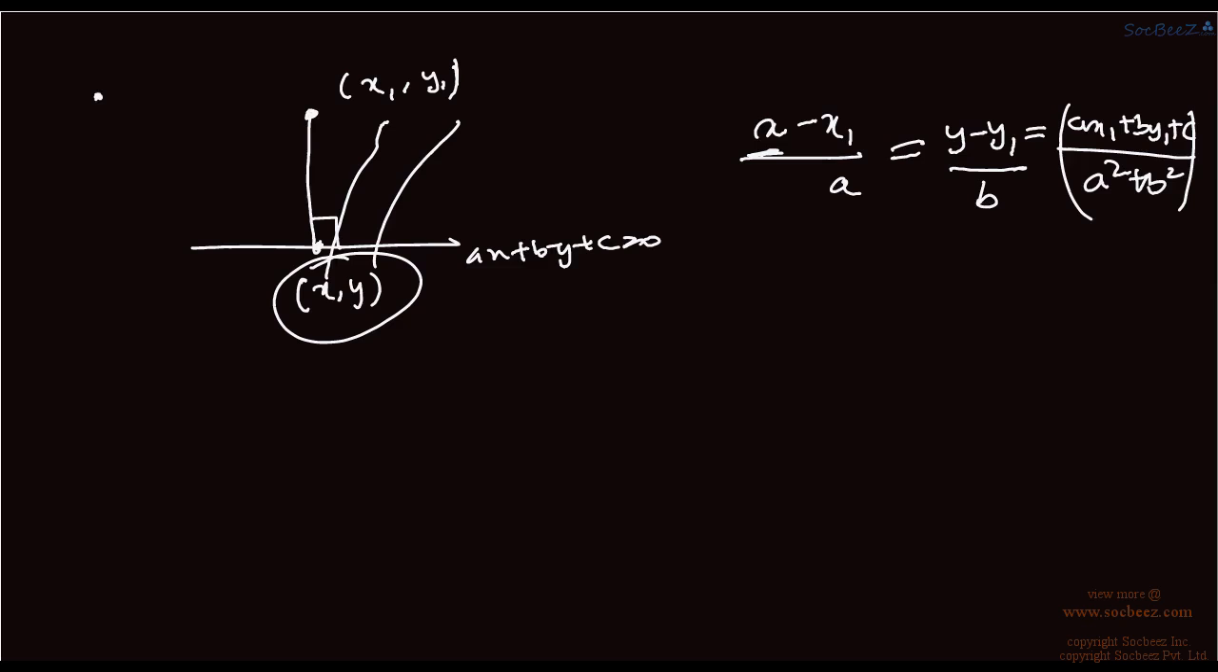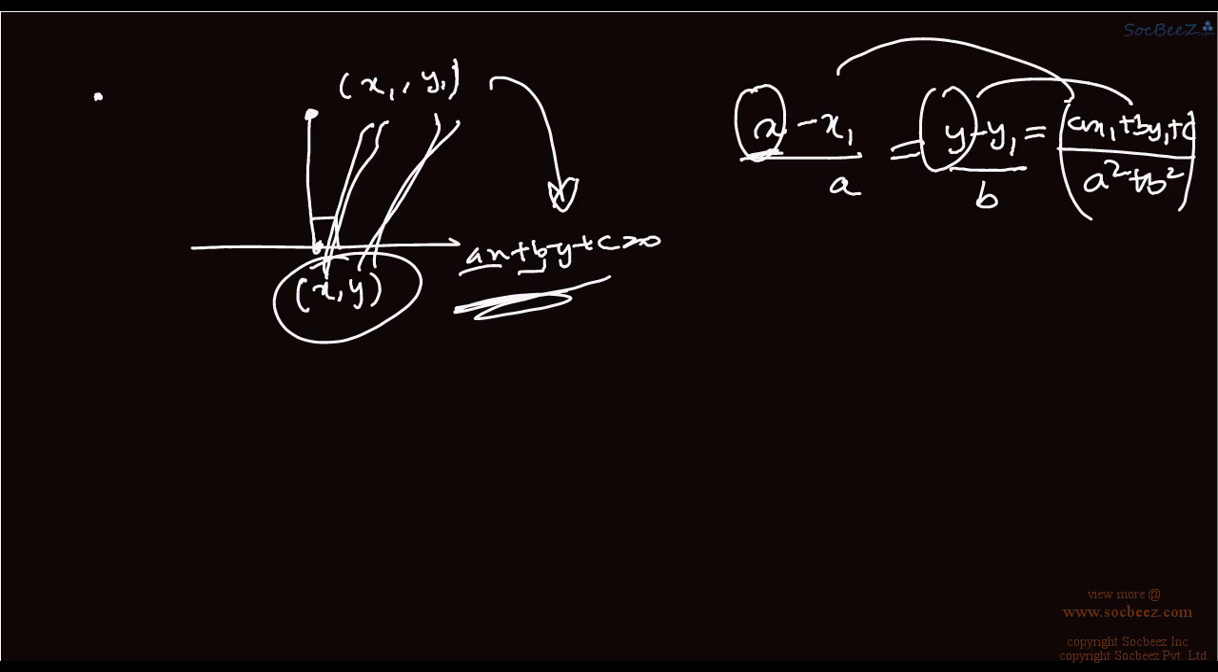And x minus x1 upon a and y minus y1 upon b. Fine. So x minus x1 upon a, y minus y1 upon b, and put this point in this line and divide by a square plus b square. So you'll get the foot of the perpendicular. You have two equations from here relating these two. You will get the values of x and y.